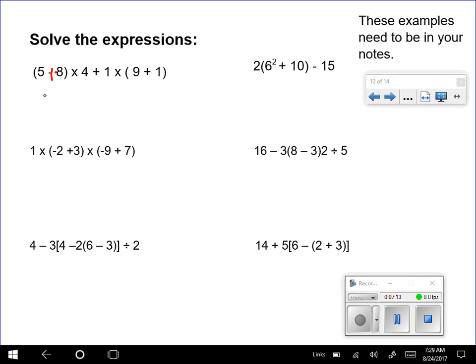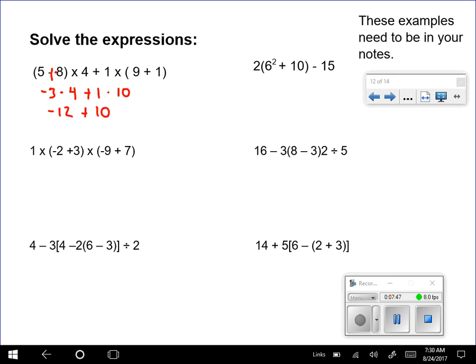Remember here, we're doing integer work. So we would have -3. Notice we have x's. I'm going to change them to dots. +1. And then I'm going to do this parentheses as well. 9 plus 1 is 10. So now I have multiplication, addition, and multiplication. I'm going to work left to right on my multiplication. So I have -3 times 4. They're different, so they disagree. And then I'm going to say plus 1 times 10, which would be 10.